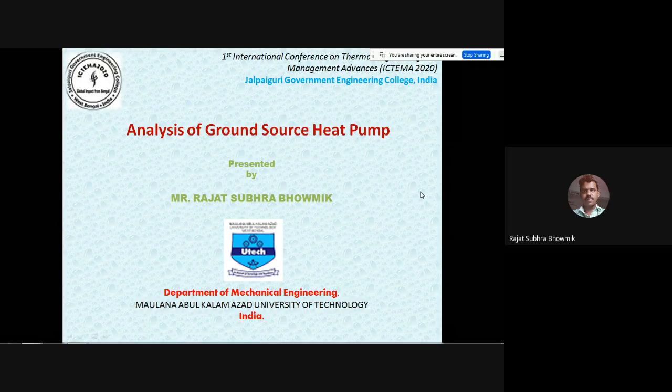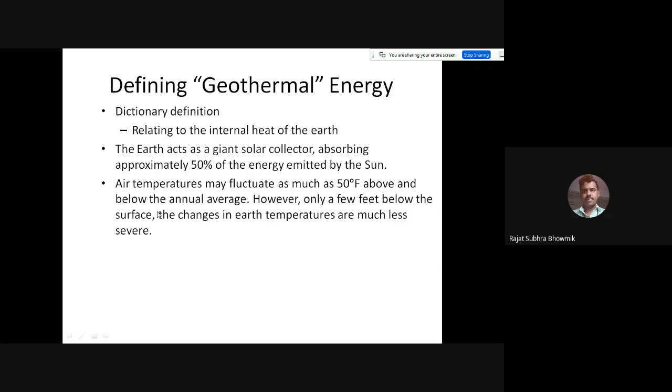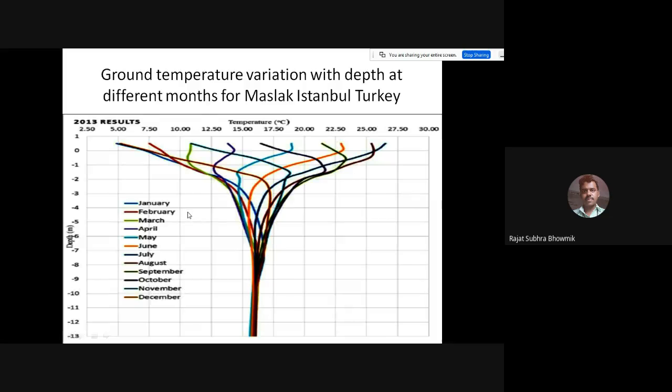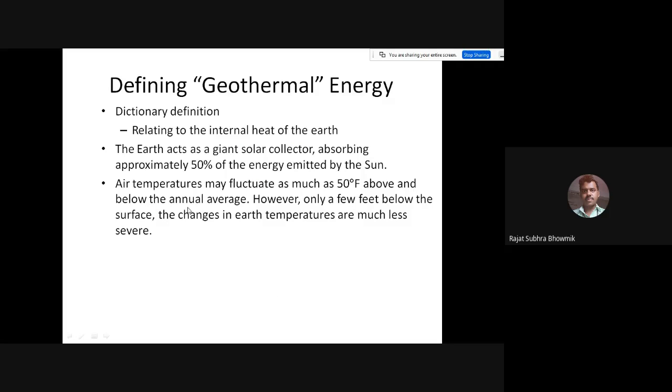So, first of all, let us know the definition. What is geothermal energy? In the dictionary, it means relating to the internal heat of the earth. The earth acts as a giant solar collector, absorbing approximately 50% of the radiation emitted by the sun. Air temperature may fluctuate as much as 50 degrees Fahrenheit above and below the annual average. However, only a few feet below the surface, the changes in earth temperature are much less severe.